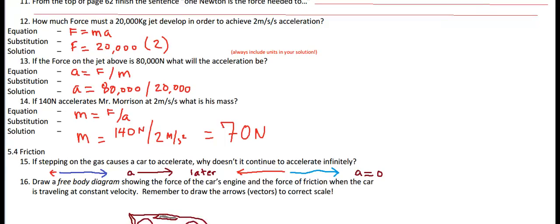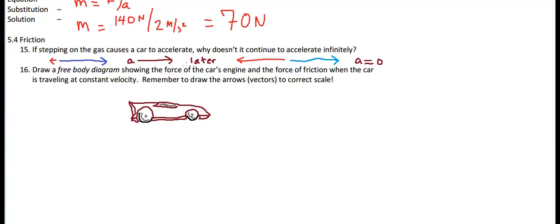So lastly, we have a situation of friction. So in the first case, if we step on the gas of a car, it's going to accelerate. So we have very little friction. This is the force of friction here. We have very little friction here at the beginning, and we'll accelerate a lot. But later on, as we go faster and faster, the force of friction and the force of wind resistance begins to oppose it, so that the two forces are equal, but in opposite direction, which means the net force is 0, and we have no acceleration.